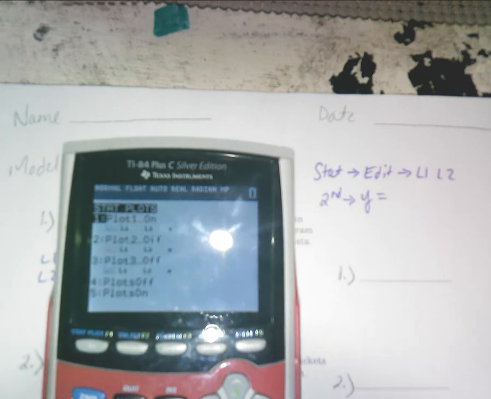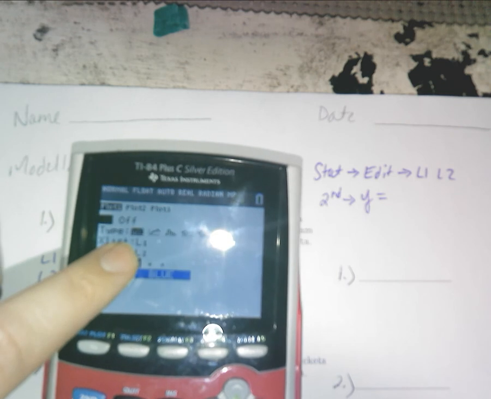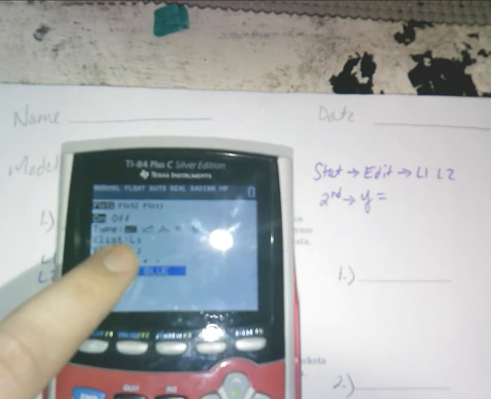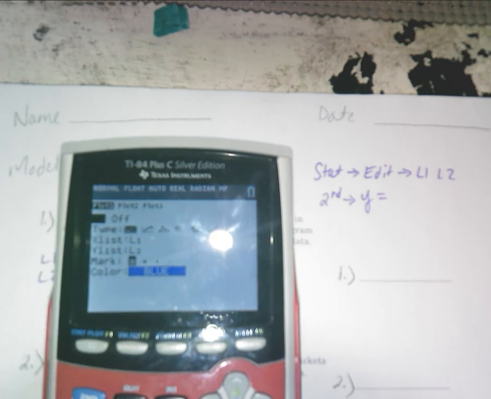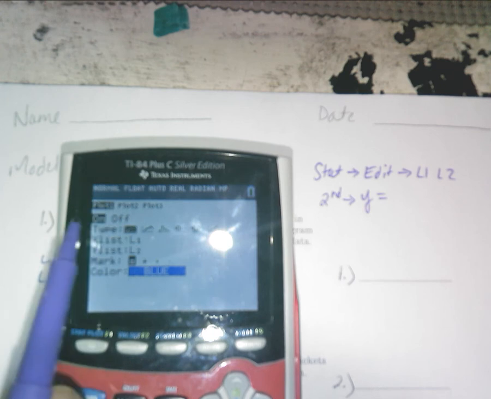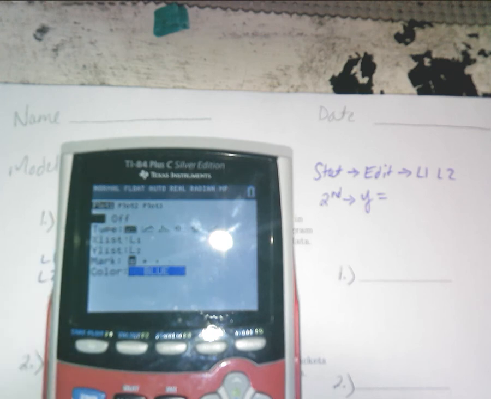Mine is actually already on, but I'm going to just show you. You hit enter, and right now it's on, and you want the type to be the first one, the dotted one. Now that your plot 1 is on, and again, you can check to see it's highlighted right up here. Plot 1 is highlighted. You have to tell the calculator to graph that plot. Particularly, you have to hit zoom 9.